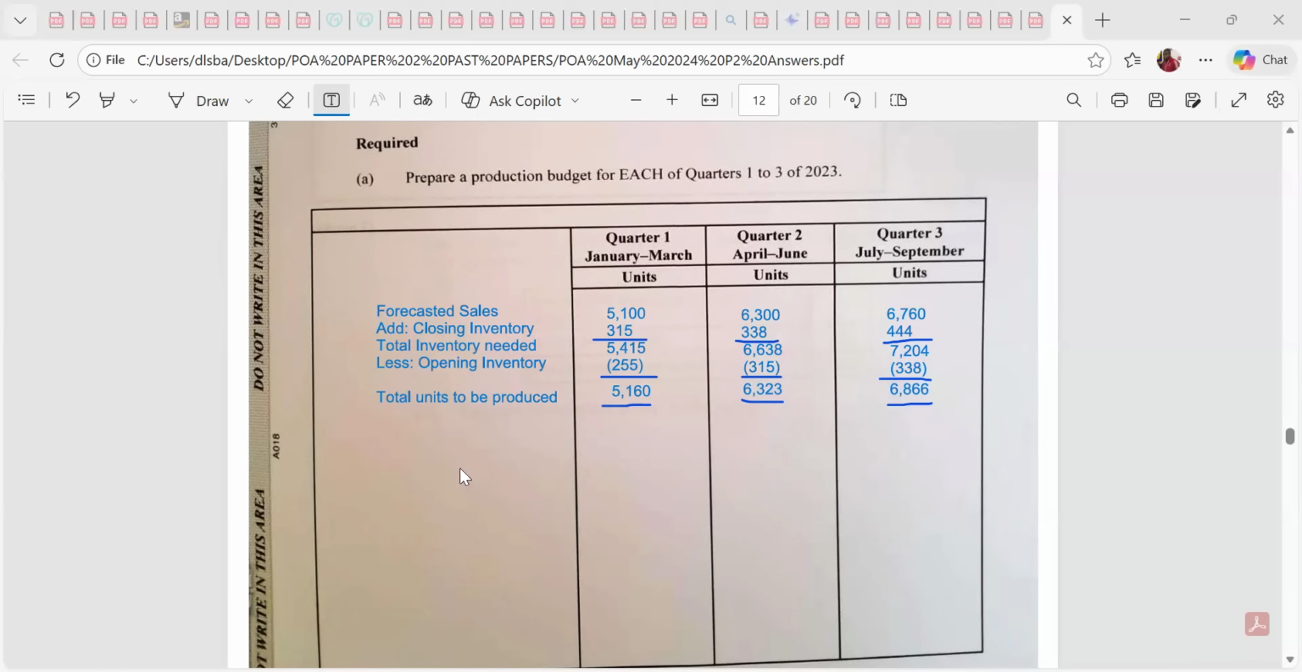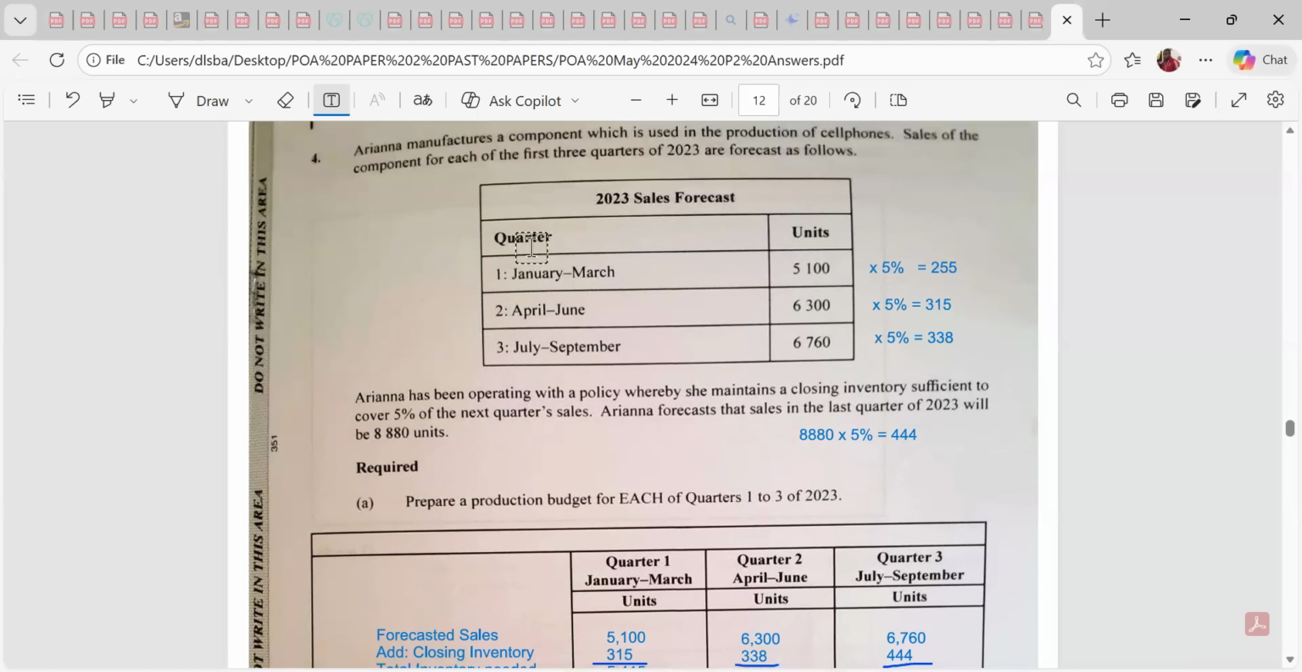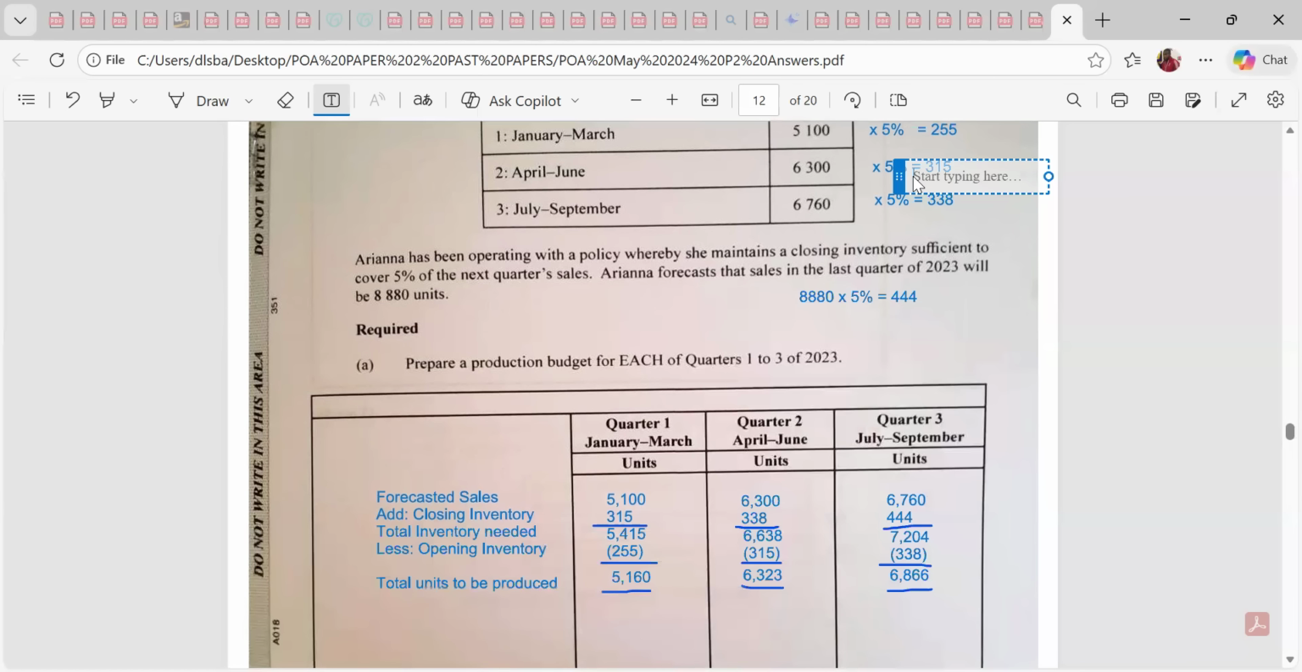Now the question is, did I have any opening stock? And the answer is yes. They said that you have to have closing stock to cover 5% of next quarter's sales, which means the quarter before this one, October to December, they would have produced enough to sell in October to December, and they would have kept 5% of 5,100 as closing stock. So in January, that would have become their opening stock, which is 255. So they need 5,415, but they already have 255. So the total that they need to produce would be the remainder, 5,160. Right? That is how you need to think for all of them. Same thing for quarter two.